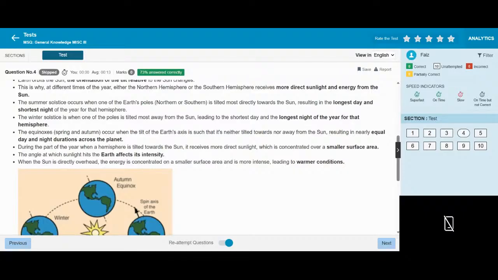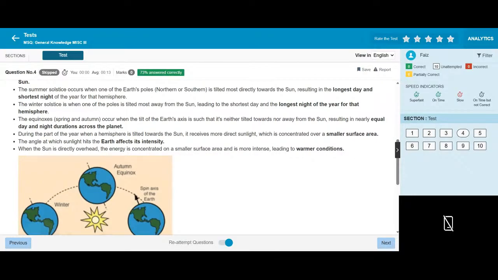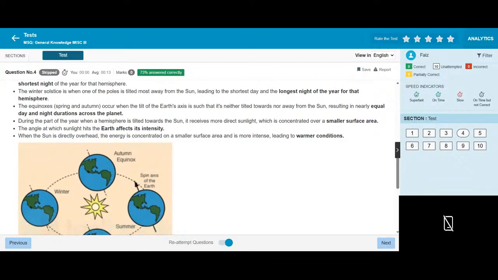The summer solstice occurs when the northern hemisphere is tilted most directly towards the Sun. This is the longest day and shortest night of the year for the hemisphere. The winter solstice is when one of the poles is tilted most away from the Sun, leading to the shortest day and longest night of the year for the hemisphere. The equinoxes, spring and autumn, occur when the tilt of the Earth's axis is neither towards nor away from the Sun, resulting in nearly equal day and night across the planet.